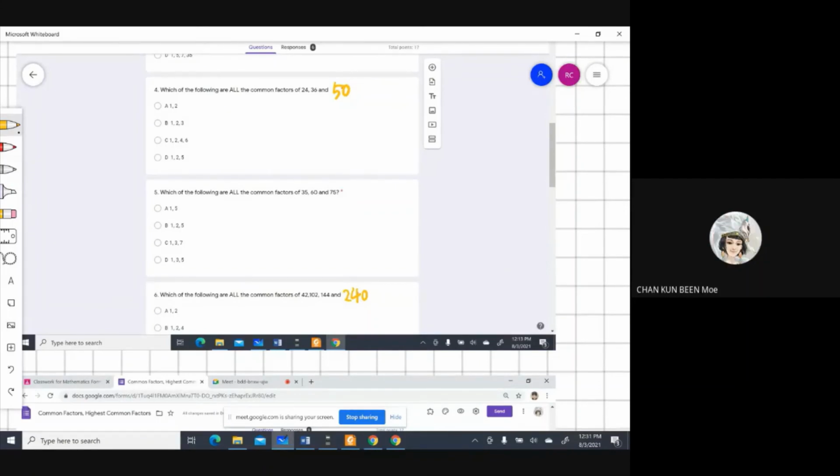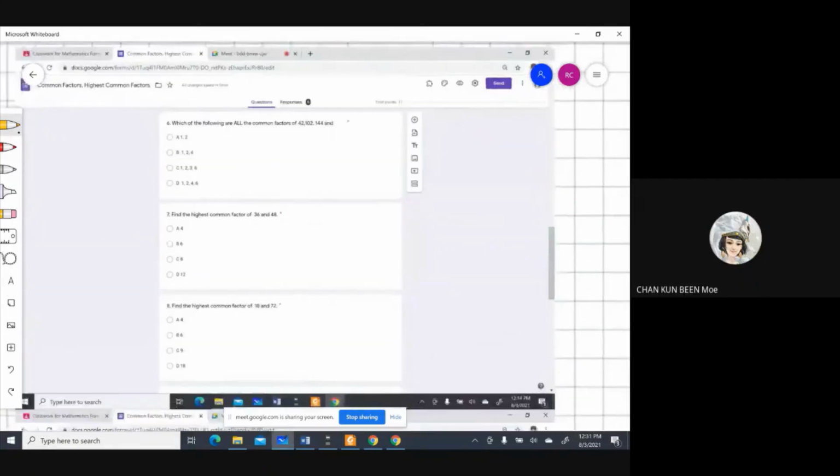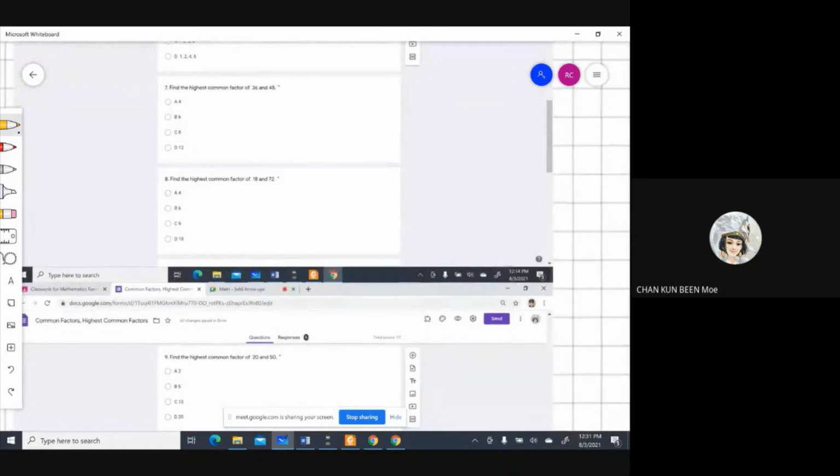Okay, what about 7, 8, any problem? Find the highest common factor. All right, it's up to you which method you want to use. Either you use the repeated division, listing the common factors, or the prime factorization. Up to you which one you get used to. But out of the methods, the easiest one is actually the repeated division.